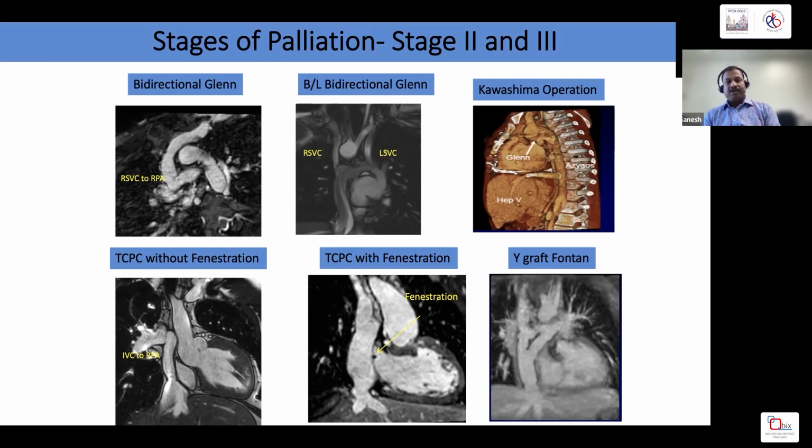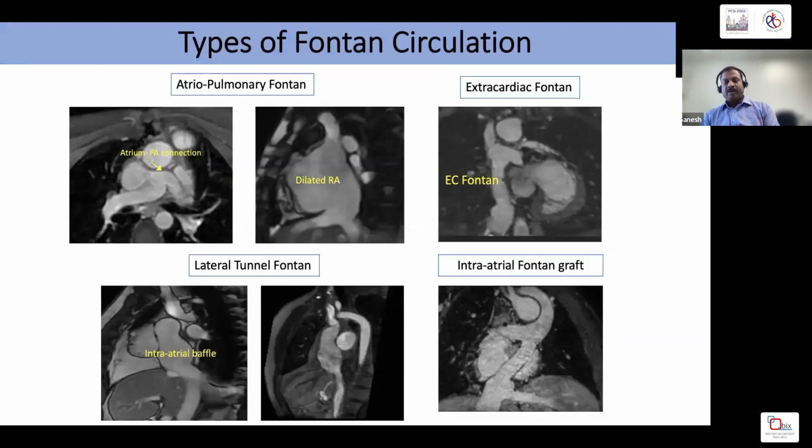The stage 3 palliation is what we call completion of total cavo-pulmonary connection, which is also known as Fontan surgery. This is done with or without fenestration. In our unit, we discuss each patient for the need of fenestration on a case-by-case basis. In few patients, we have also done Y-graft Fontan, but this is very rare. In our unit, the common practice is to do extracardiac Fontan.